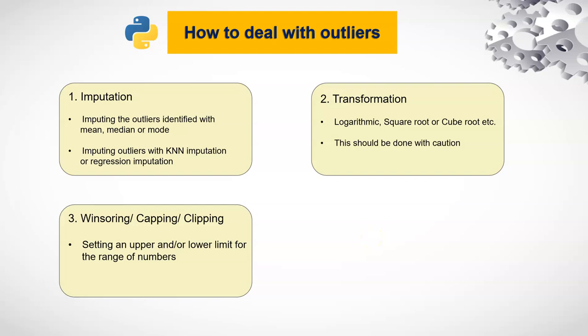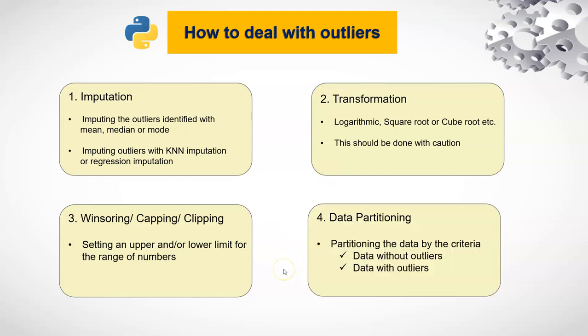This is a method in which we set an upper or a lower limit for the range of the numerical values, and then we impute the outliers with that upper limit value. To say it in different words, we keep a threshold and we save that value, and then we impute all the outlier values with that threshold value or the upper limit value. So this is how winsorizing, capping or clipping is done. We will see this in the demo that will bring more clarity.